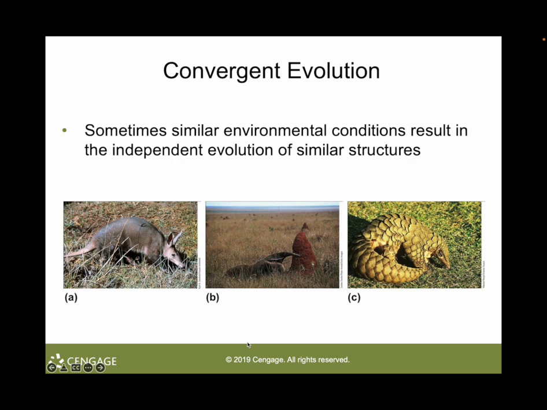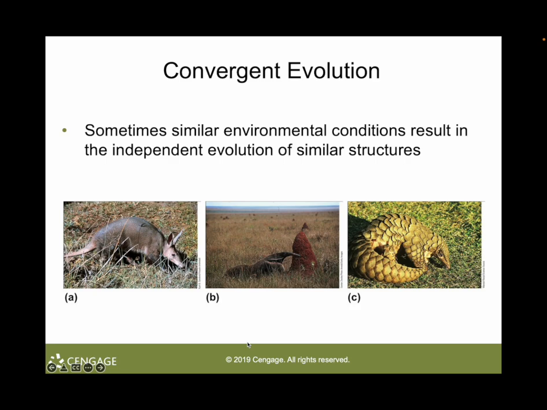So not all species with similar features have descended from a recent common ancestor, however. Sometimes similar environmental conditions result in evolution of similar adaptations. Such independent evolution of similar structures in distant organisms is known as convergent evolution. Aardvarks, anteaters, and pangolins are excellent examples of convergent evolution.